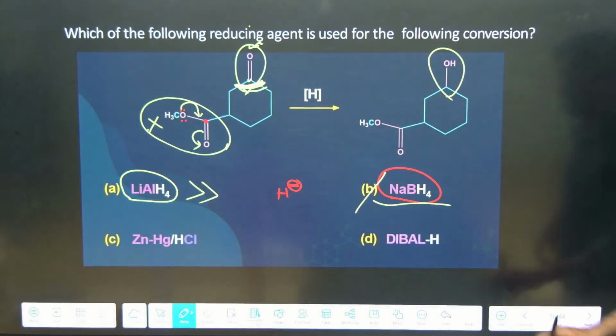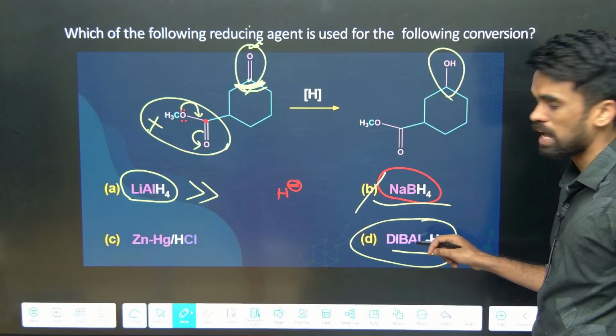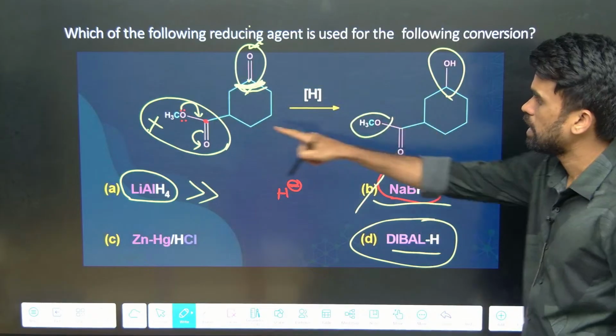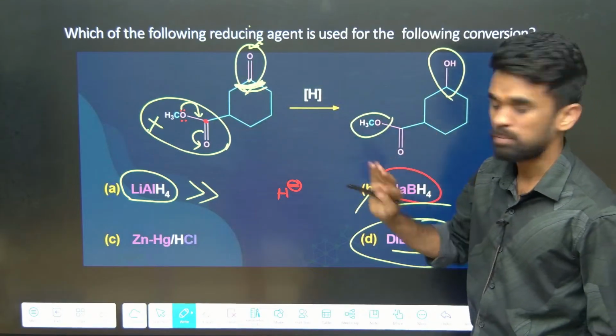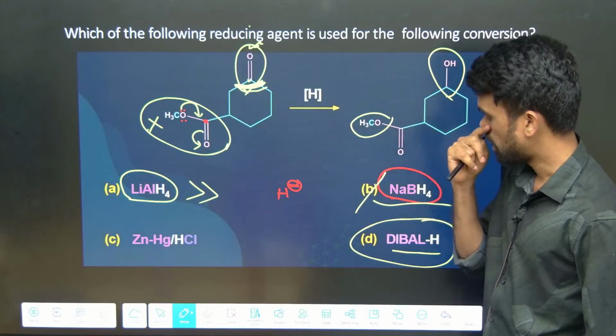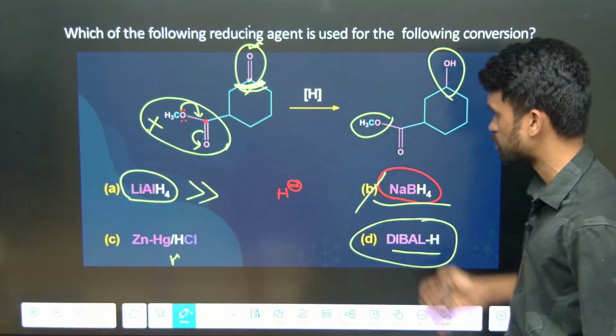Sir, why not DIBAL-H, you might be asking. See, DIBAL-H, diisobutyl aluminum hydride, can also reduce esters to aldehyde, but I do not want any conversion there. That's why I am not using it. And this will provide hydride ion that can attack at both sides, so it is not suitable.